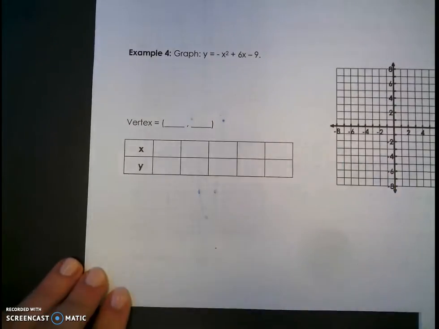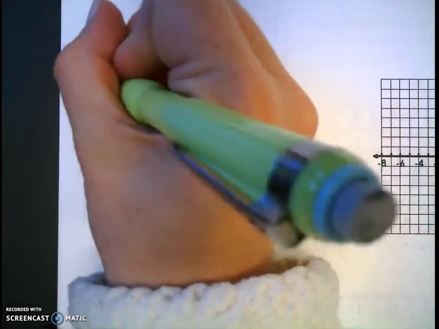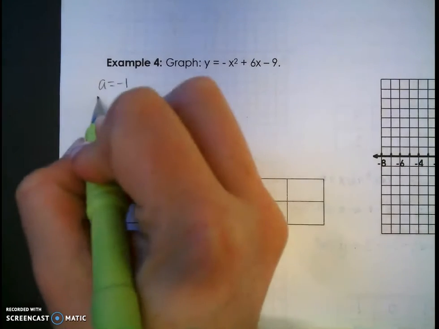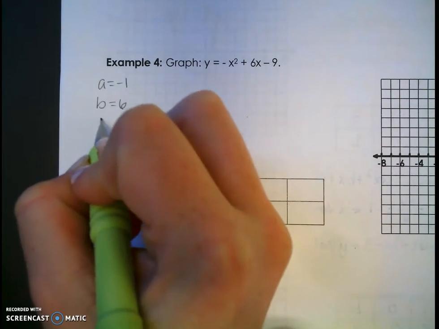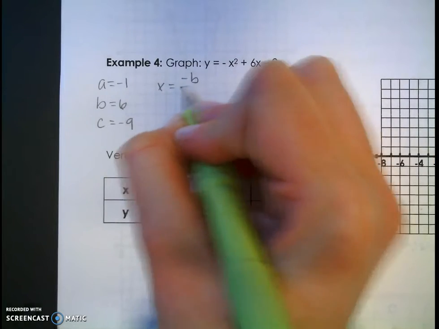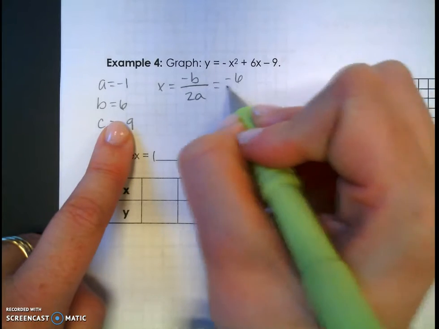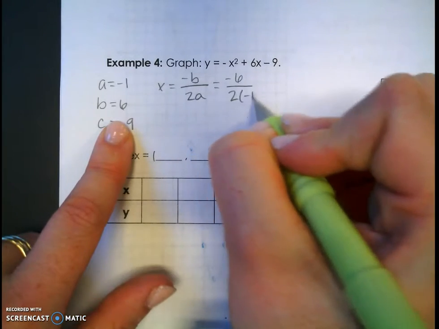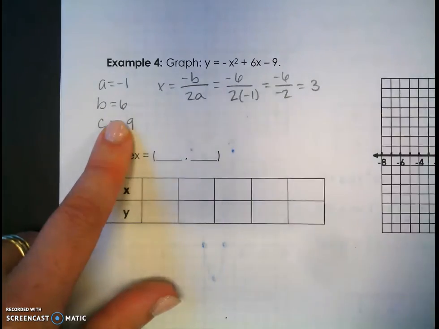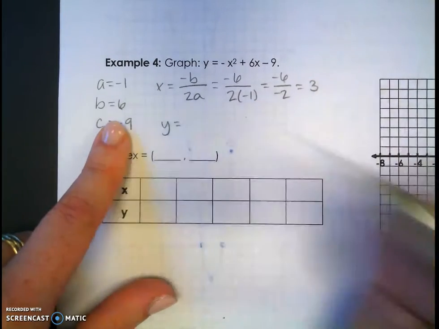Alright, on example 4, my A is negative 1, my B is 6, and my C is negative 9. The X value is equal to the opposite of B over 2A. The opposite of 6 is negative 6 over 2 times negative 1. So that is 3.